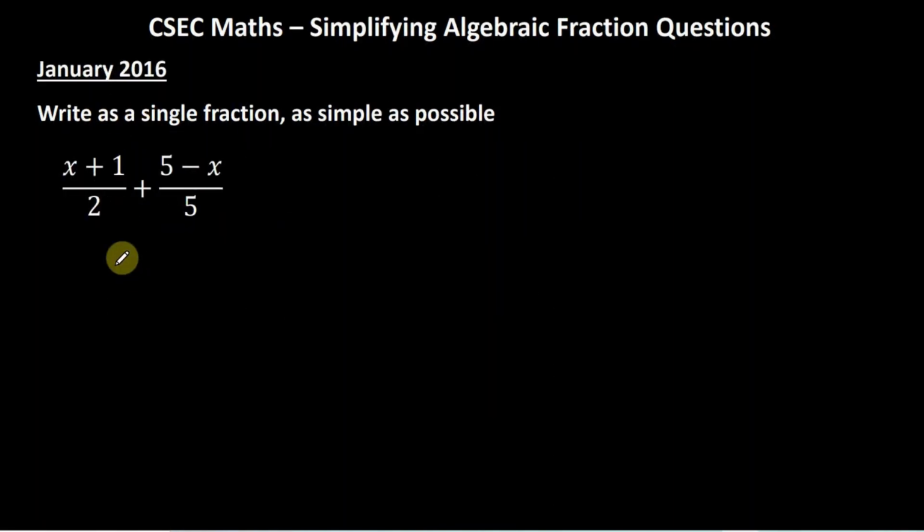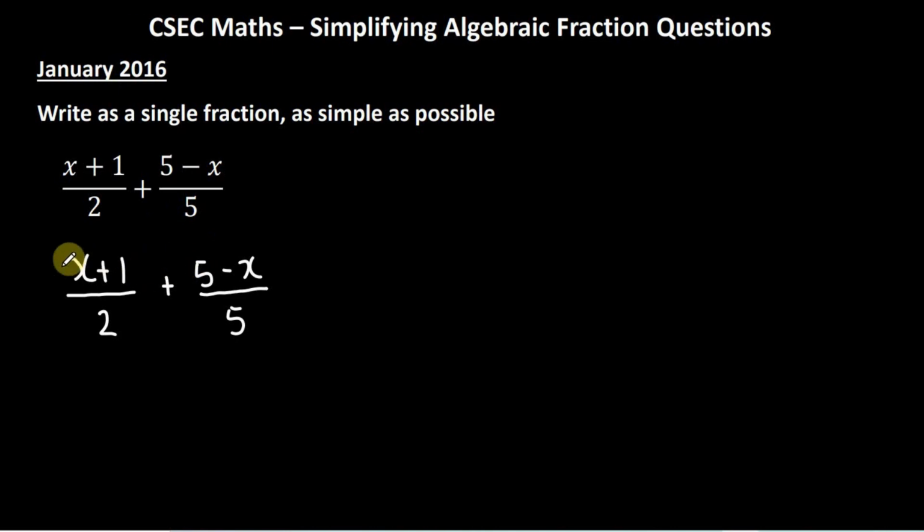Now looking at the question that was given on the January 2016 paper, and it requires us to write as a single fraction as simple as possible x plus 1 divided by 2 plus 5 minus x divided by 5. So what I'll do here is to just rewrite this fraction here. So x plus 1 divided by 2 plus 5 minus x divided by 5.